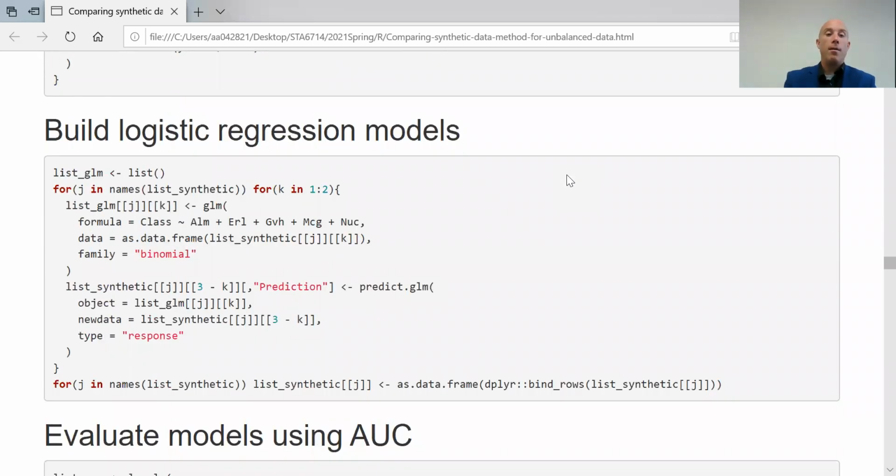Now let's go ahead and build logistic regression models. On each of the data sets that include synthetic data, and also the original one, we're going to build a model on the first fold and validate it on the second. Then we're going to build a model on the second and validate it on the first. And we're going to do that for every single algorithm that we've come up with.